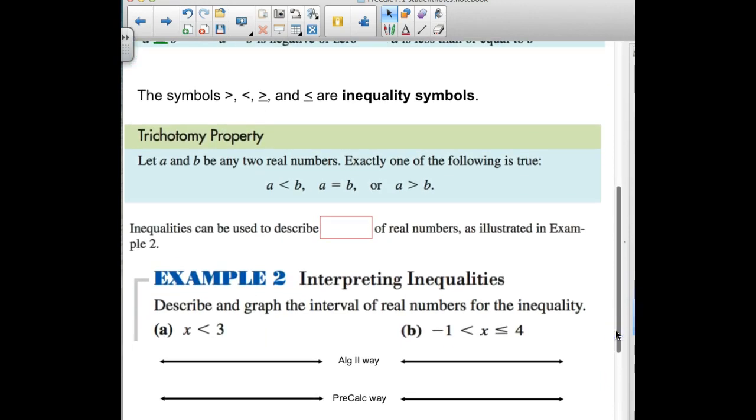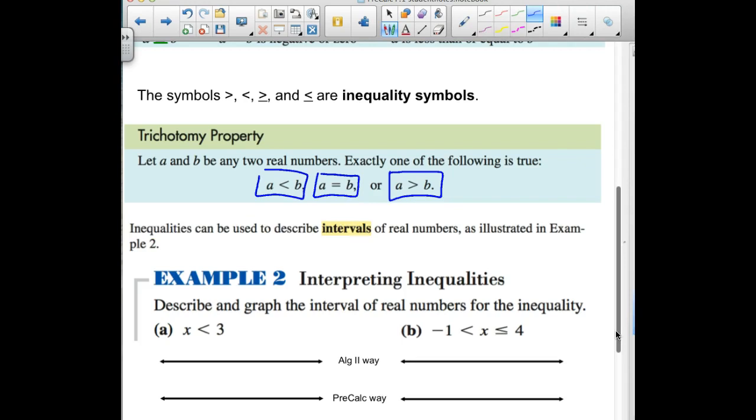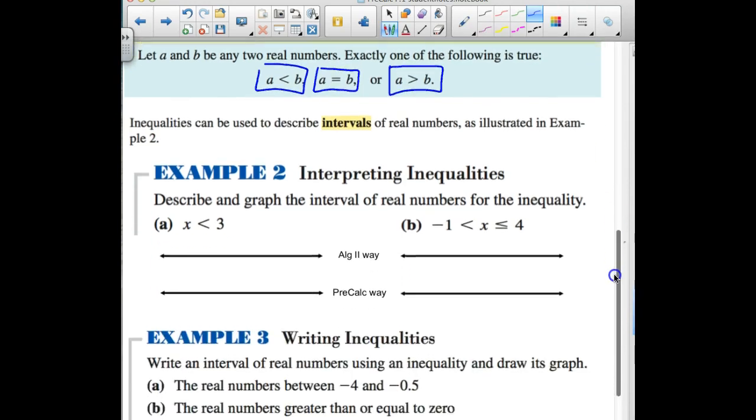We have a trichotomy property that says if A and B are two real numbers, exactly one of the following is true. Either A is smaller than B, A is equal to B, or A is greater than B. All right, only one of them can be true at any time. Inequalities can be used to describe intervals of real numbers. All right, so let's look at this example.